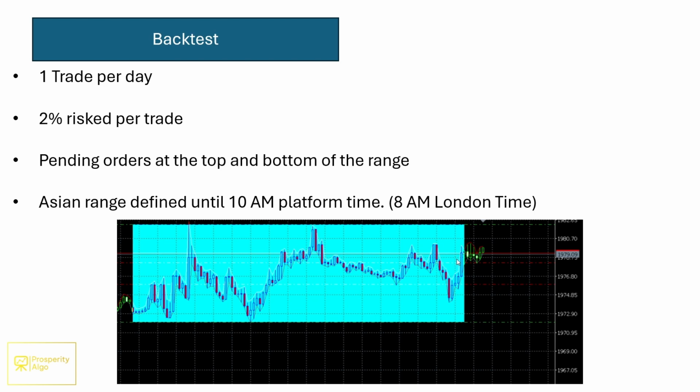The pending orders are placed at both the top and the bottom of the range, defined as the start of gold trading hours, so 1 a.m. platform time, till the close of the 9:55 candle, so that would be 10 a.m. platform time. And that coincidentally, or mathematically, is 8 a.m. London time, so right at London open. So here we have that range, and once one of these levels is hit, we will see a break of that range, and ideally, a very profitable trade. So now we're going to move over to MetaTrader to actually run this backtest and test this strategy in action.